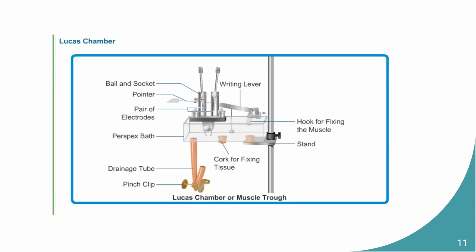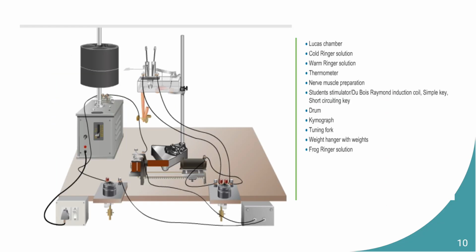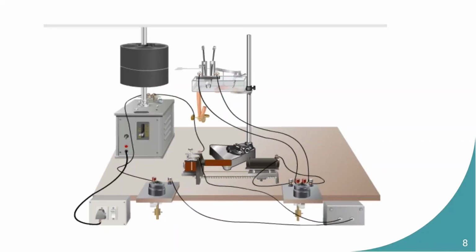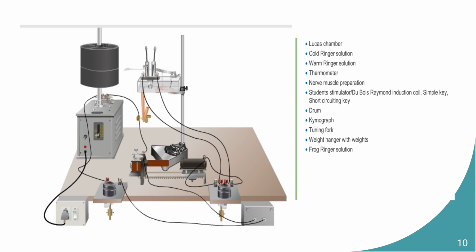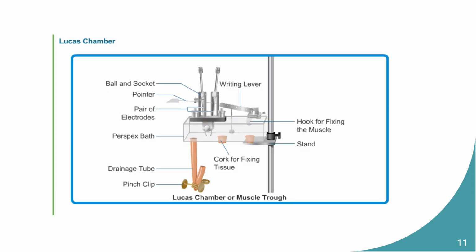Now one by one we want to see these instruments. The first one is the Lucas chamber, you can see here. Here the electrode is attached. You can see in the first diagram, from the short circuiting key the wires are going and they are connected to the Lucas chamber at this portion where the electrodes are present. So the pair of electrodes we can see here.